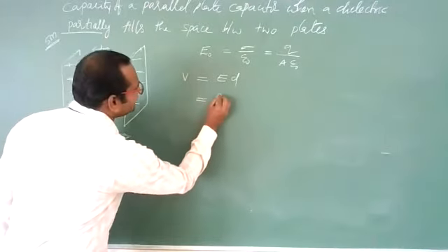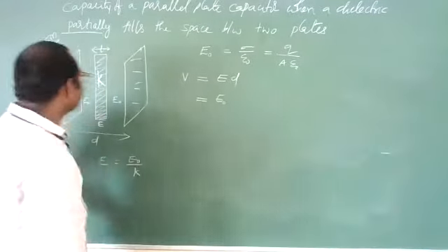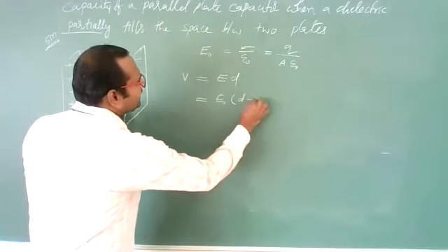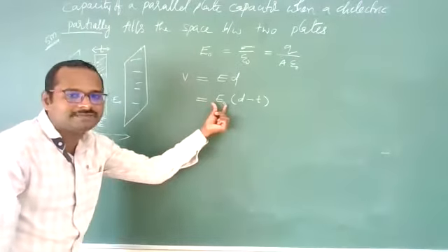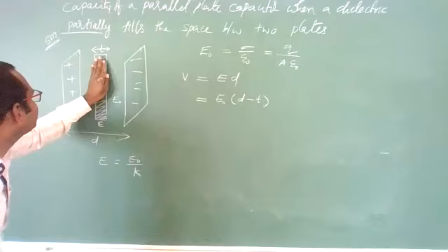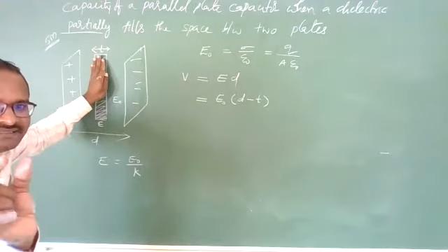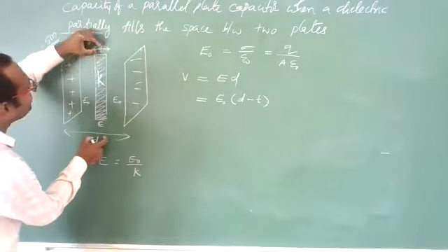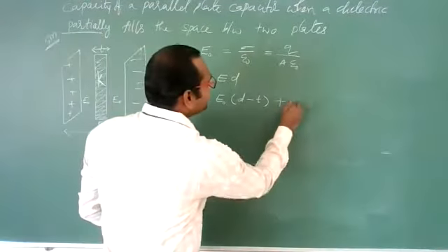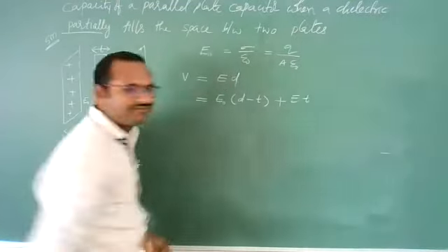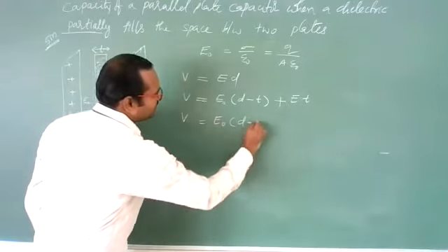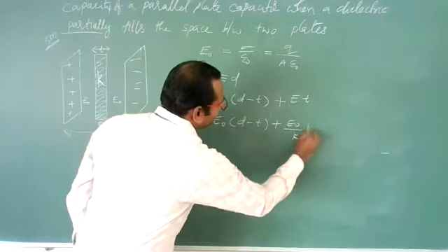One electric field is E naught, and that electric field is present over a distance of d minus t. Some space is occupied by the dielectric material of thickness t, so the remaining distance is d minus t. And the electric field E is present for a distance, a thickness, of t. So the total voltage will become E naught into d minus t plus E naught by K into t.